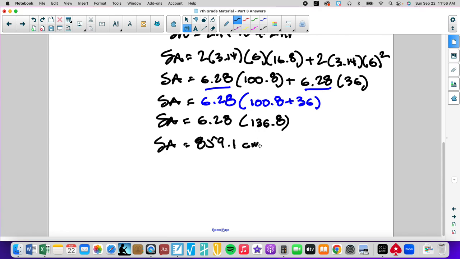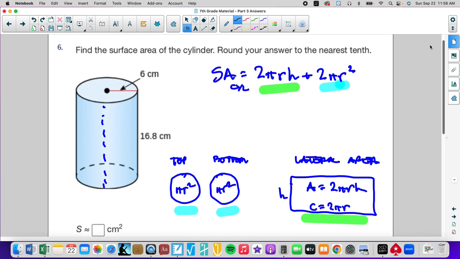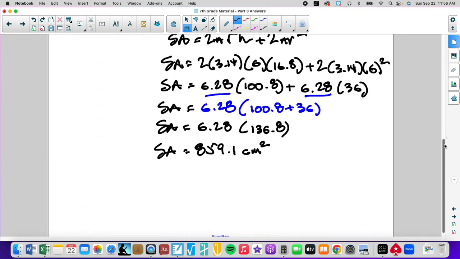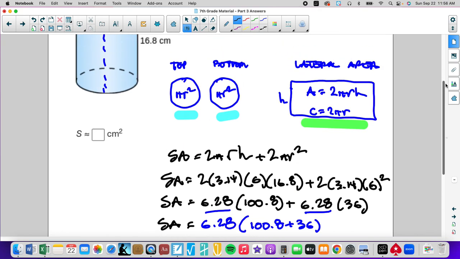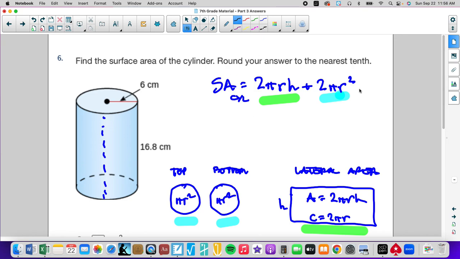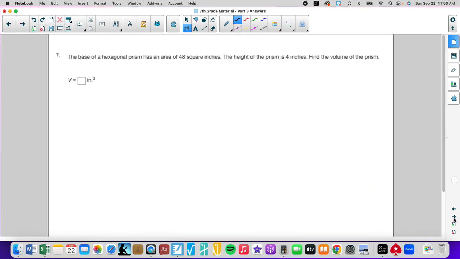859.1 centimeters squared, rounding to the nearest tenth, I think it says, round to the nearest tenth. And then if we use pi instead of 3.14, the other value you would have gotten is 859.5 centimeters squared. Remember, surface area is going to be squared units, so using either one, it's fine. I would accept either value. So this is a formula you should absolutely know from 7th grade.